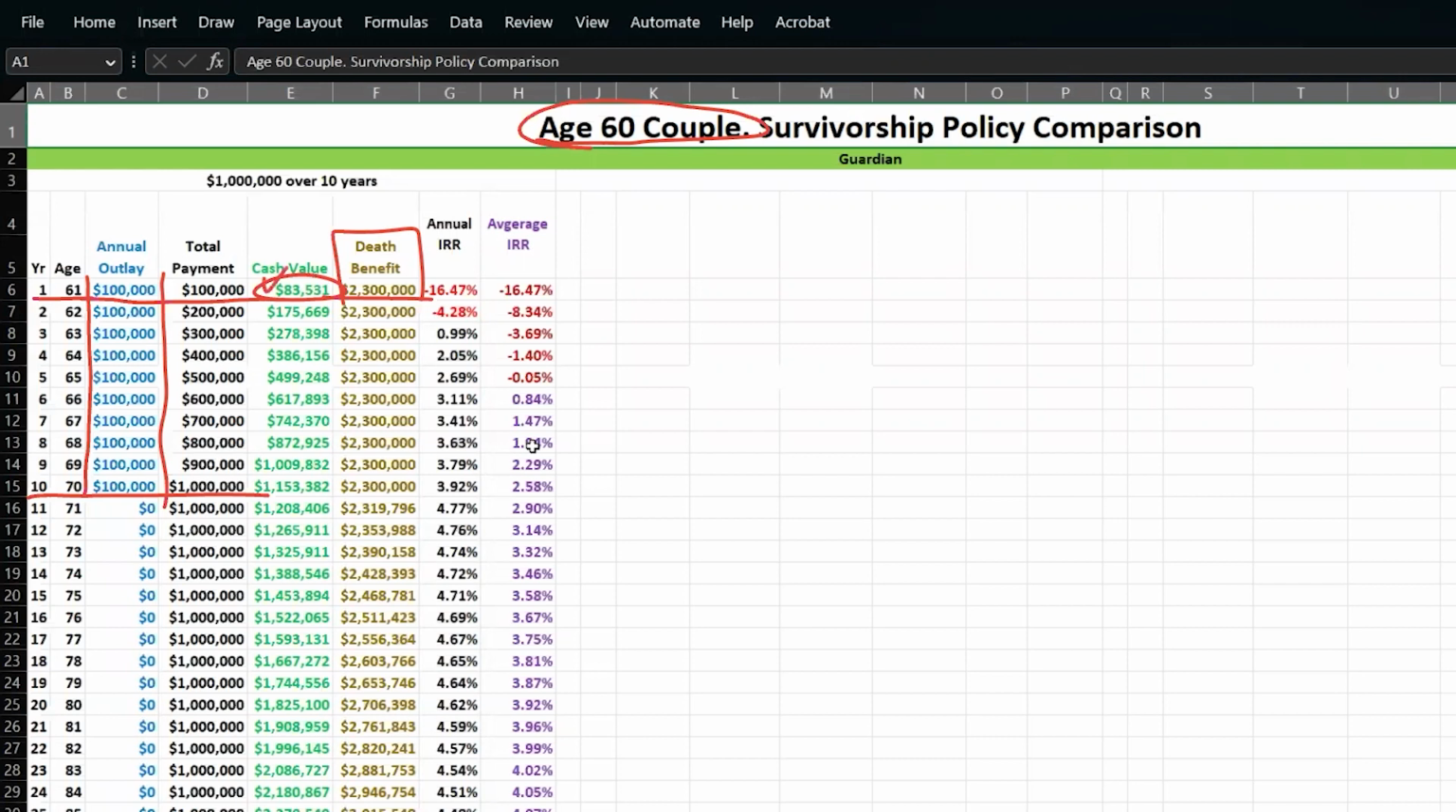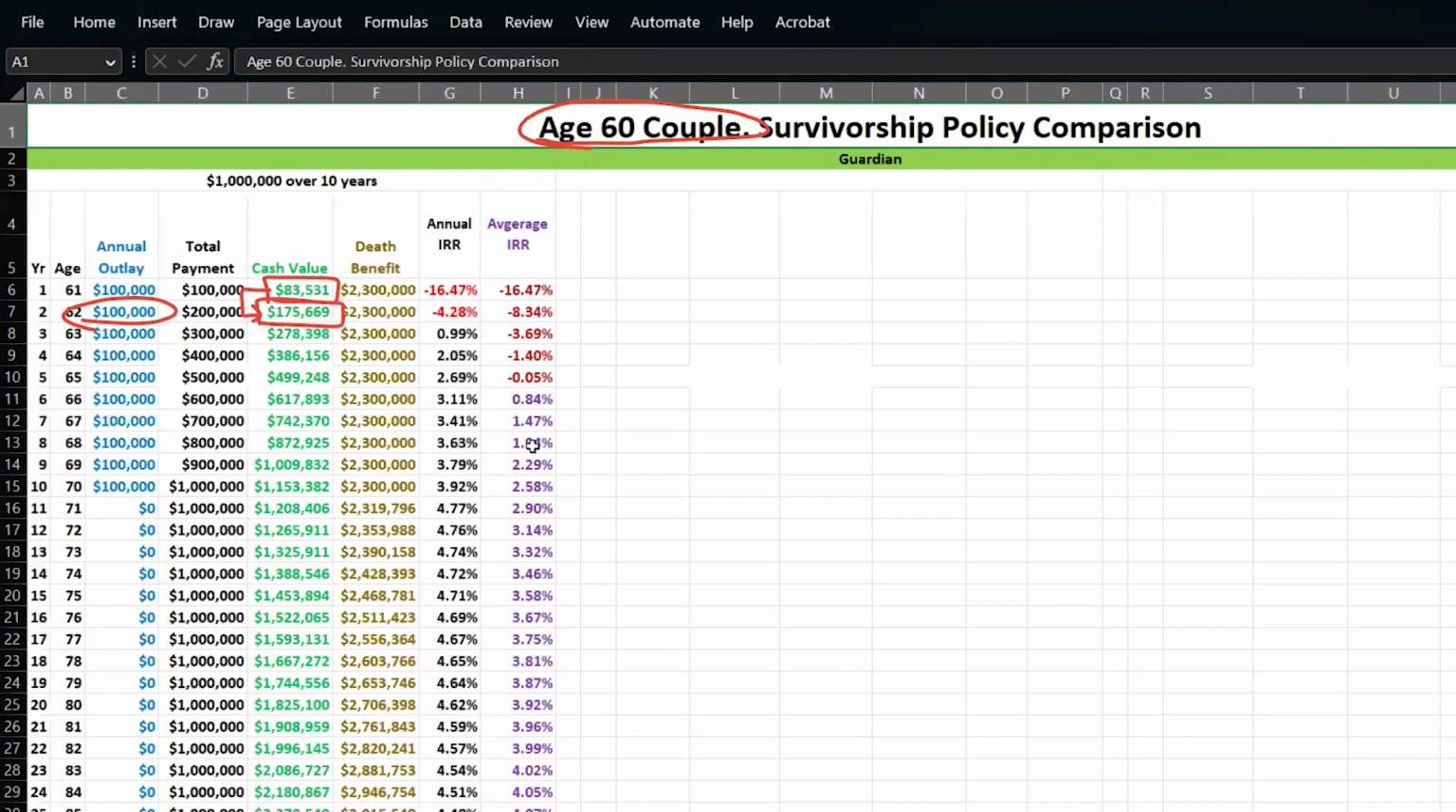I paid in $100,000, which comes out to just about a 16.5% loss, meaning I have less than what I paid in, and the amount less than $100,000 is just about $16,500, which matches up with that internal rate of return. We've got the annual IRR, which again is going to isolate the growth each year, and then the average IRR. So looking at this, take a look at year 1 to 2. The end of year 1, I'm at $83,531. I paid in $100,000 in year 2. In year 2, my cash value is $175,000.